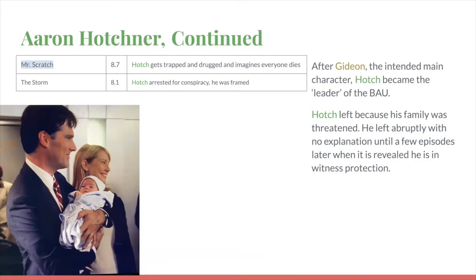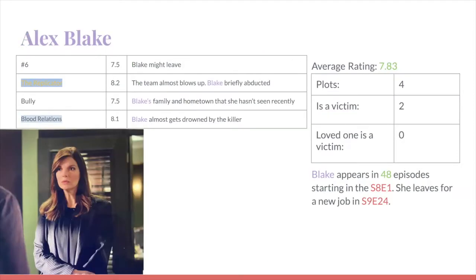And after Gideon, the main character, left, Hotch became like the leader of the BAU, and he also takes over with a majority of the opening and closing quotes that Gideon previously did. And in season 12, Hotch left because his family was threatened. He left abruptly with no explanation for a few episodes, until a few episodes later when it was revealed he was in witness protection. Next, Alex Blake. She's the first one, aside from like the longest lasting cast.